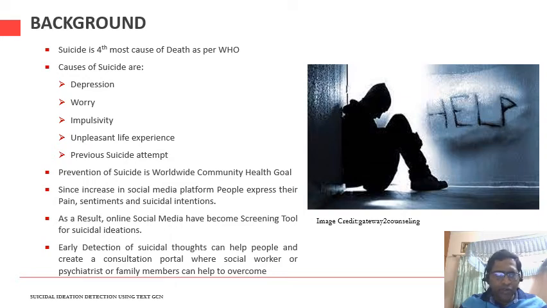Since the increase of social media platforms, people can express their pain, sentiments, and suicidal intentions. As a result, online media have become a screening tool for suicidal thought detection. Early detection of suicidal thoughts can help people through a consultation portal, where a social worker, psychiatrist, or family members can help people overcome suicidal thoughts.